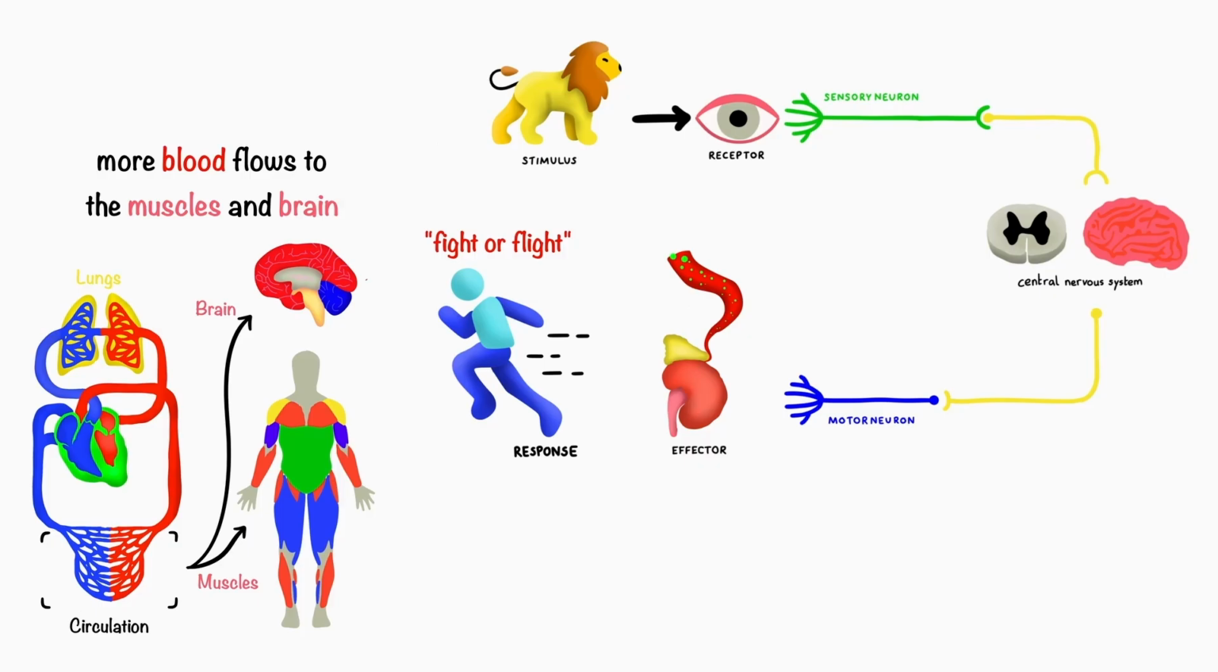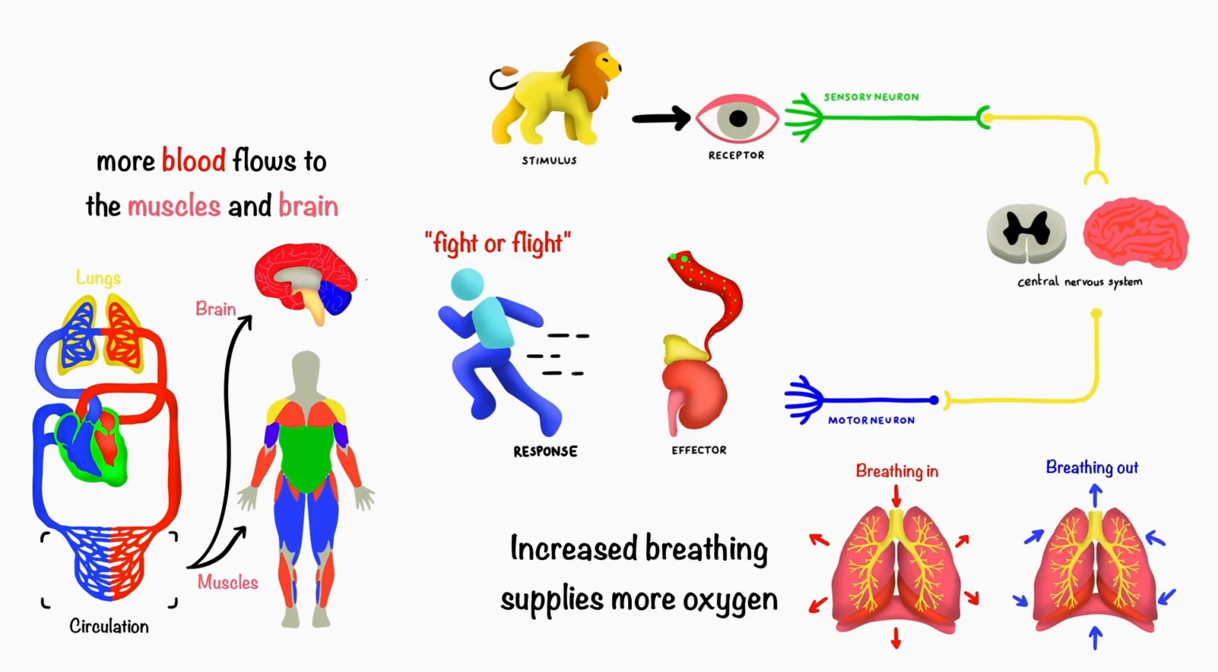Adrenaline prepares the body for fight or flight by triggering a series of rapid changes. It increases blood pressure and heart rate, ensuring more blood flows to the muscles and brain. It also increases your breathing rate, which brings more oxygen into the body. Adrenaline raises blood glucose levels to provide extra energy and increases the rate of respiration in cells.